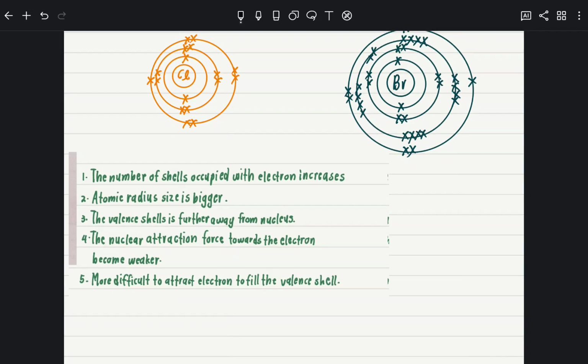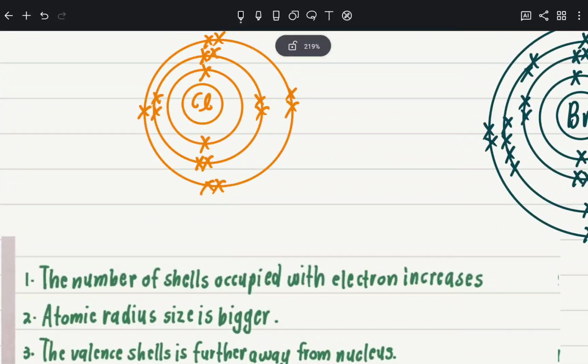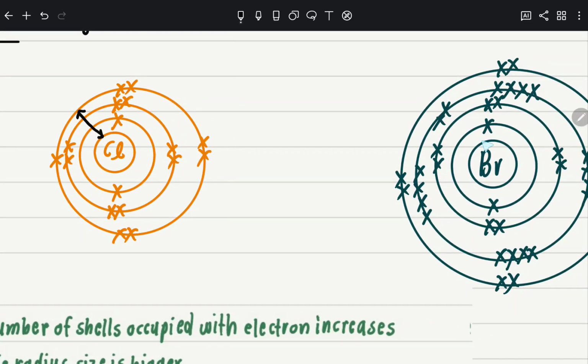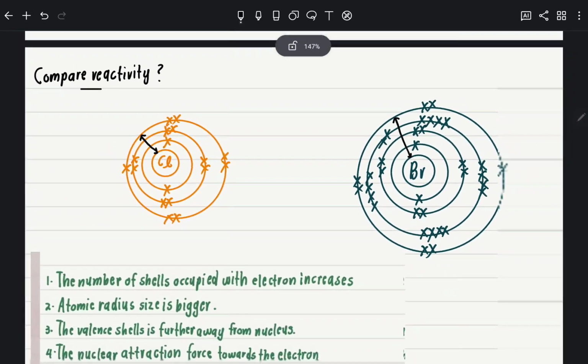And then atomic radius. What is atomic radius? How to know your atomic radius? To know your atomic radius, you take your pen. This circle is your nucleus, correct? From this circle, you draw a line until the valence shell, the last shell, and then you do the same thing to this other one also. Now I ask you, you have drawn it like this, right? So atomic radius for whom is bigger? Chlorine or bromine? For sure bromine is bigger.